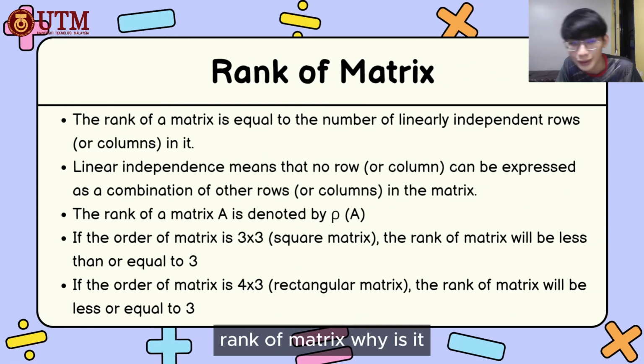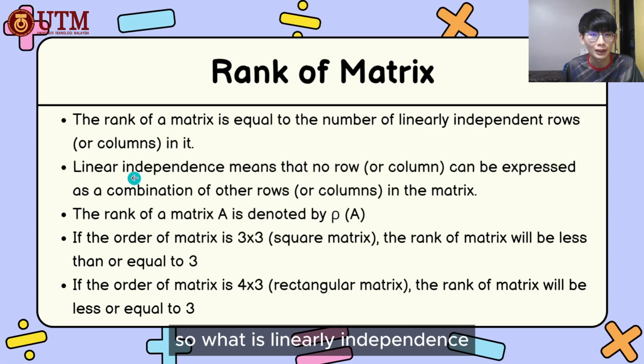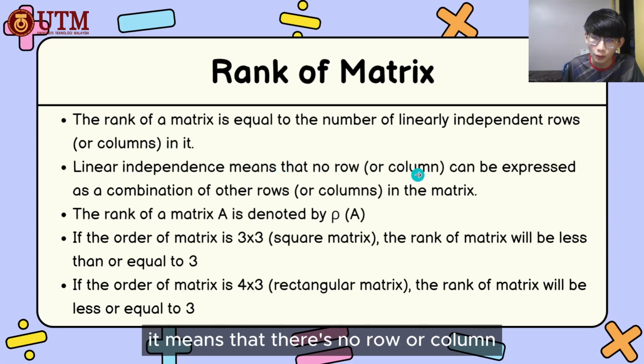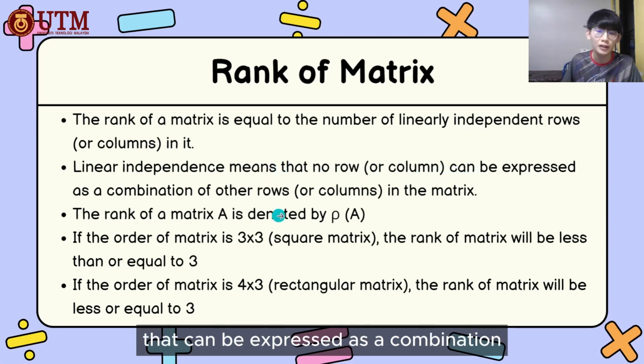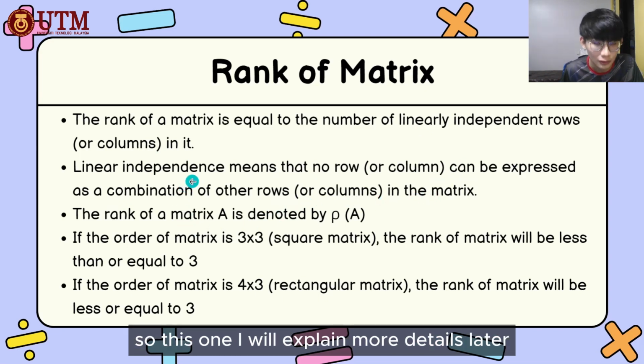Rank of matrix. What is it? Rank of matrix is the number of linearly independent rows or columns in it. So what is linear independence? It means that there is no row or column that can be expressed as a combination of other rows or columns in the matrix. So this one I will explain in more detail later.